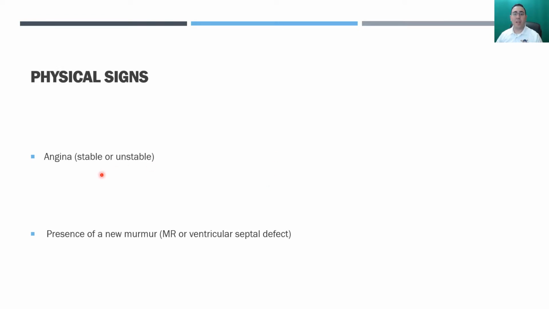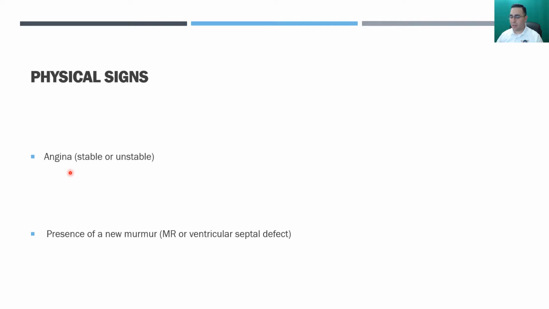Let's talk about this angina here. That could be stable or unstable, and the presence of a new murmur. That could be because of mitral regurgitation, so mitral insufficiency, or ventricular septal defects that are going to form, basically because of the area that has been affected by the heart attack or the infarction that happened. So when I say mitral regurg, the causes could be, for example, rupture of the chordae tendineae or rupture of a papillary muscle, right.